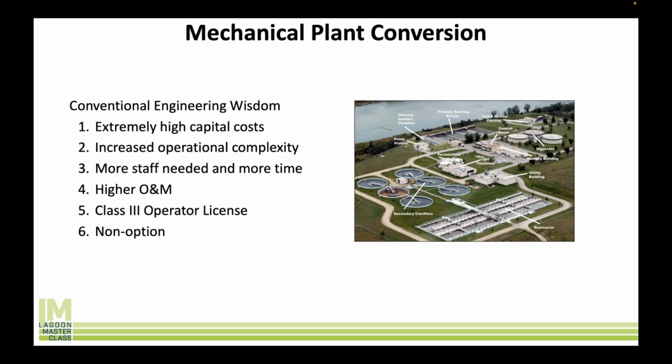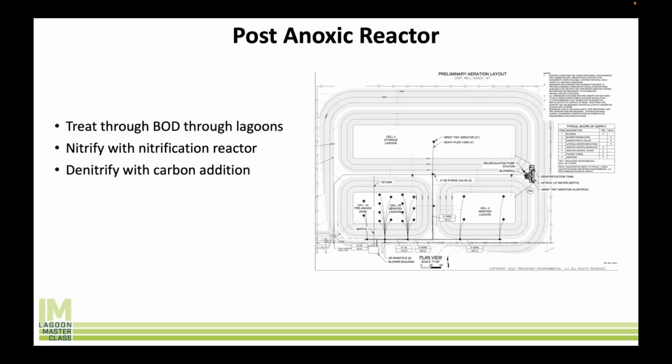So for all these reasons, I think, you're talking to the lagoon guys, so maybe I'm a little skewed on this one for my own personal belief, but we believe lagoons do it better. And so we're always looking for, how do we get this old dog to do new tricks, right? And how do we get lagoons to be able to do this? So that's where a lot of our focus has been. So the first option here is a post-anoxic reactor.